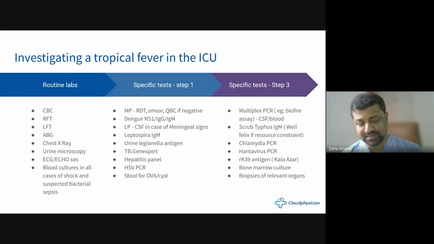Now, specific tests. Again, this is not really from any guidelines per se, but rather a collection from multiple guidelines and multiple sources. Step one, again, is always going to be malarial parasite. Now, rapid diagnostic tests, if I have time, I'll talk about them at the end of the session. But overall, it's important to go to the lab and ask them what kind of rapid diagnostic test they have, because there are 3 or 4 kinds of rapid diagnostic tests, out of which three are available commonly in India.